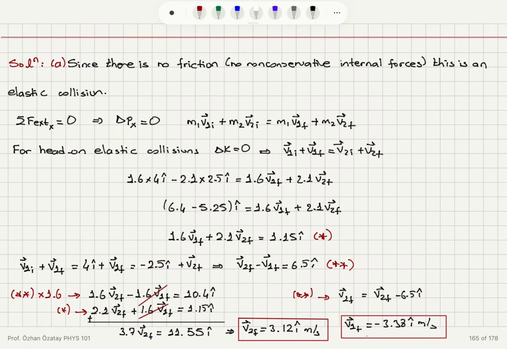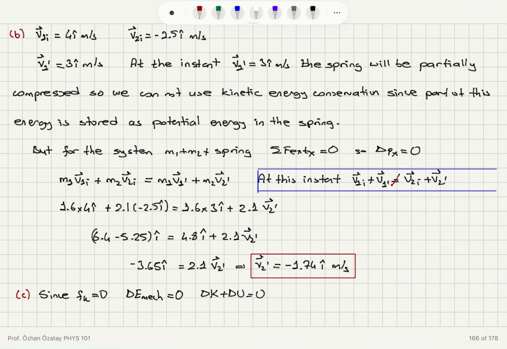The momentum conservation for head-on elastic collisions, together with the kinetic energy conservation, gives me these two results, and if I substitute the numbers, I can solve for the final velocities, v1 final and v2 final. Now, during the collision, at a certain instant, we have an intermediate velocity of m1.